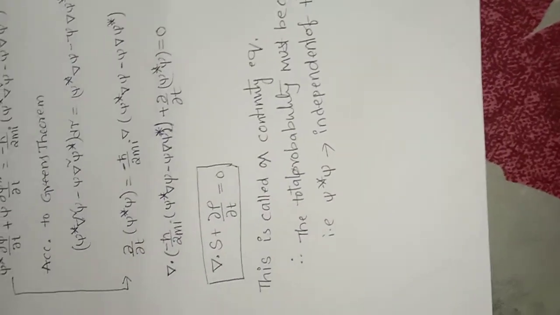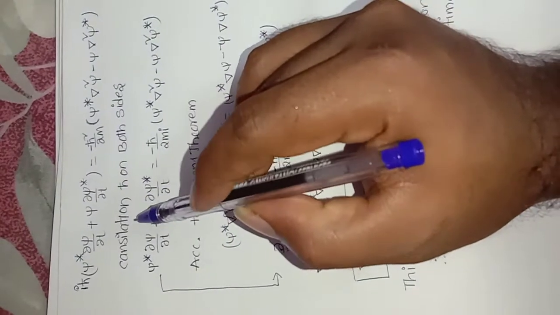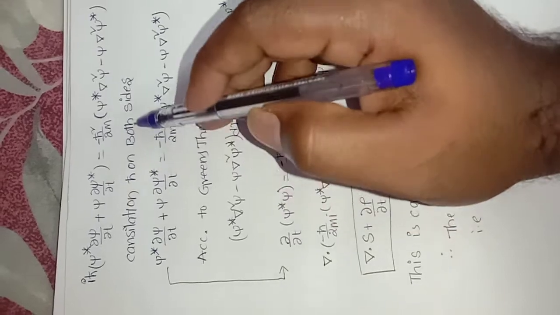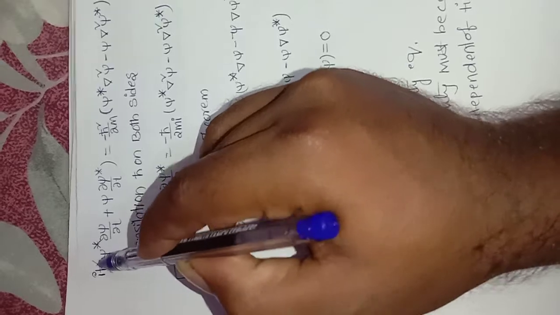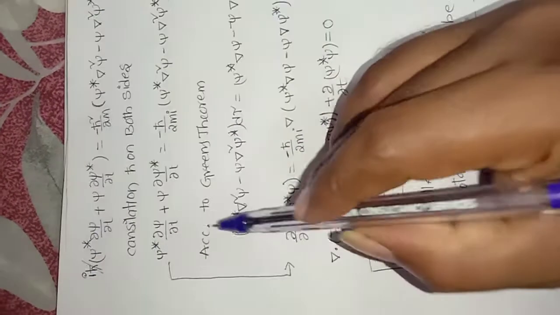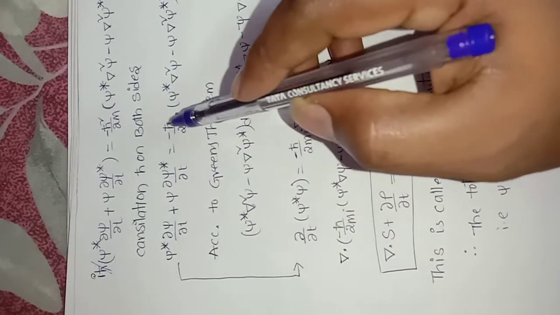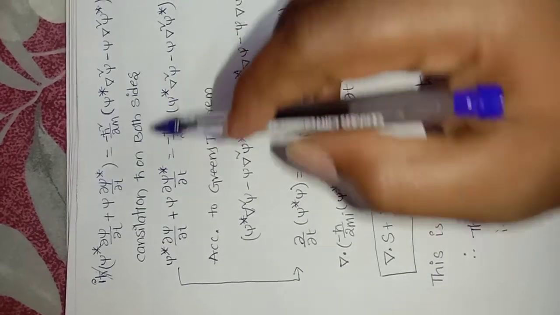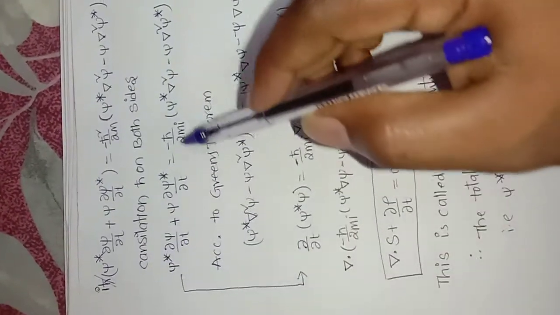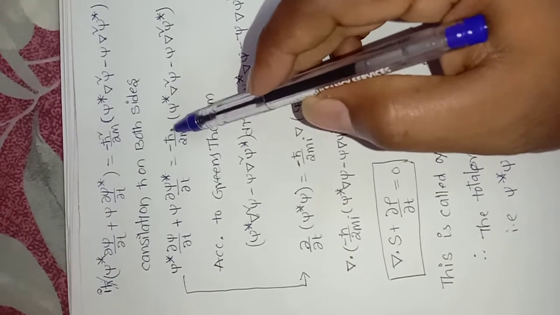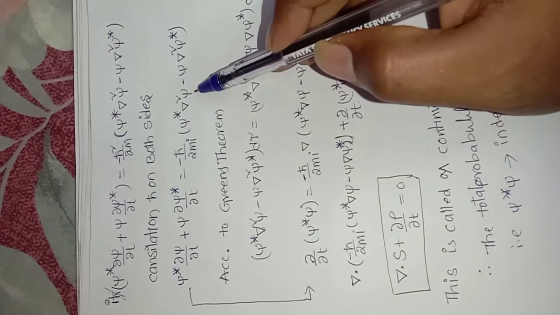Now cancel the h cross on both sides: here having the square, here only a single h cross, so those will be cancelled. We get psi star dou psi by dou t plus psi dou psi star by dou t equals minus h cross by 2mi. Here having the i in the denominator, it is multiplied with the bracketed value, psi star del square psi minus psi del square psi star.